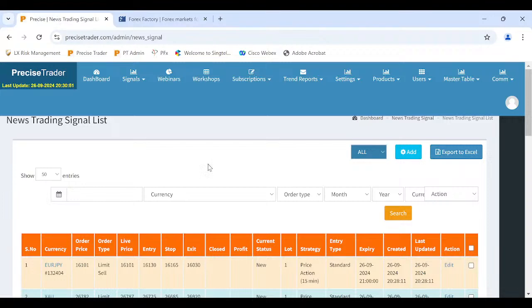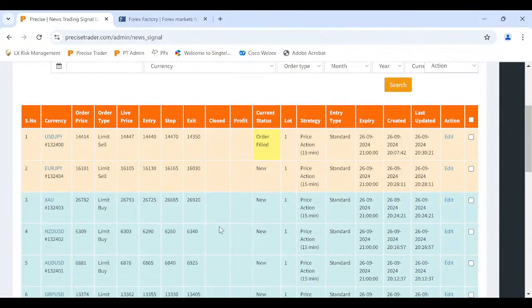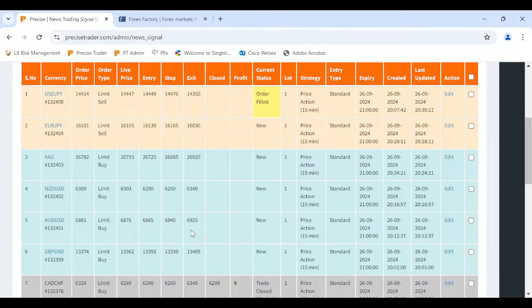We are seeing dollar yen order got filled at 144.40. Euro yen, I think gold 72 half. Right now I think the gold price is not updating. New Zealand dollar, Aussie dollar, and pound. We'll see whether any one of these trades got filled. Okay, pound. Gold is coming off to our level. So let's see what happens.